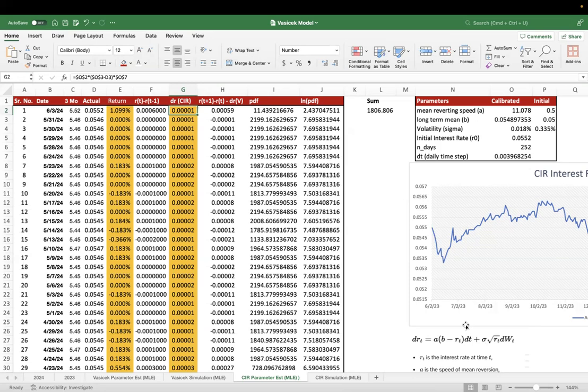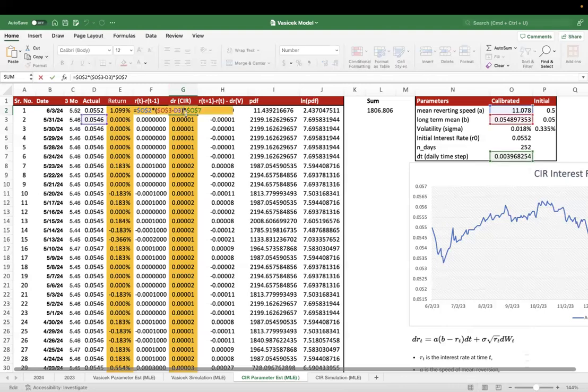But I have also read that when you are calibrating the model using the market data, take just the deterministic part, just the first part, which is a times (b minus rt) dt. So that's why, if you see how I am modeling dr, the change in interest rate using the CIR equation, this is a, the speed of mean reversion. A times (b minus rt). What is b? The long term mean. What is my rt? Interest rate.